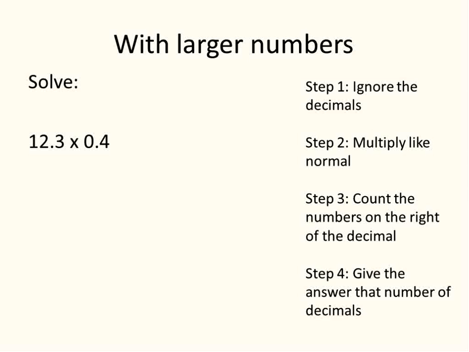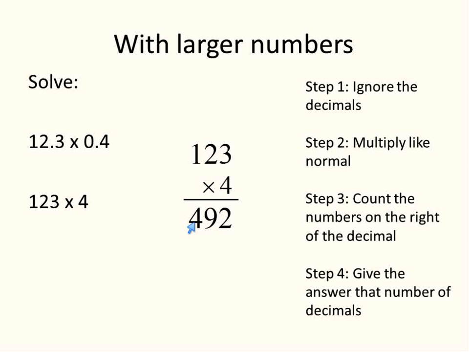When we're working with larger numbers, we're going to follow the same steps. We're going to ignore the decimals, multiply like normal. At this point, usually, I don't know my 123 times tables very well. So what I'm going to do is multiply in this way, where we write out the number 123 times 4, and we would multiply it out. 4 times 3 is 12, carry the 1. 4 times 2 is 8, plus 1 is 9. 4 times 1 is 4.